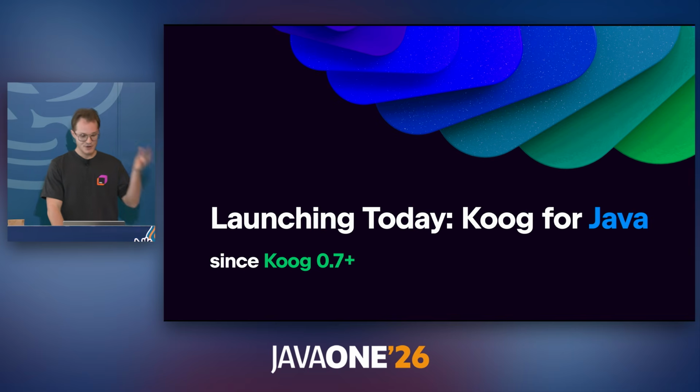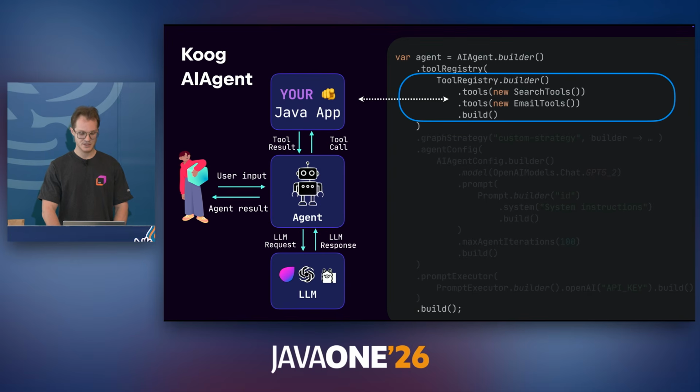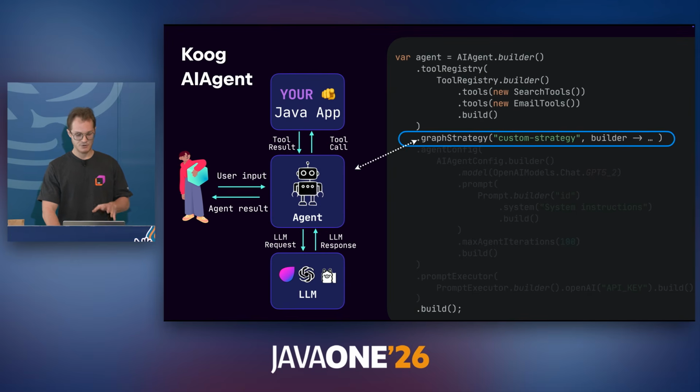So let me show you how to do that. Remember this diagram on the left? Let's build this agent using Koog. For that, I'm going to use the pretty familiar, for Java developers, builder pattern. I will use AIAgent.builder. The first thing that I would do is register the tools from my Java application. Then I will also optionally provide a custom strategy for the agent so that the logic will be reliable. I will show it later.